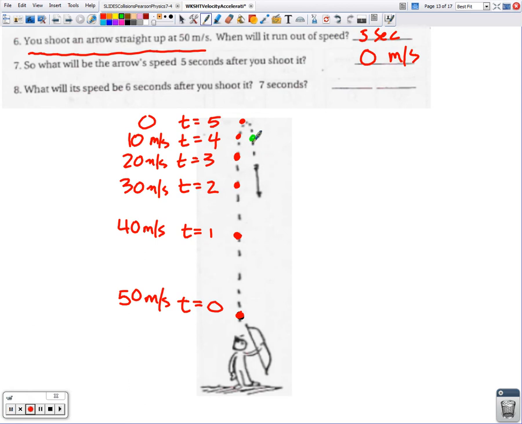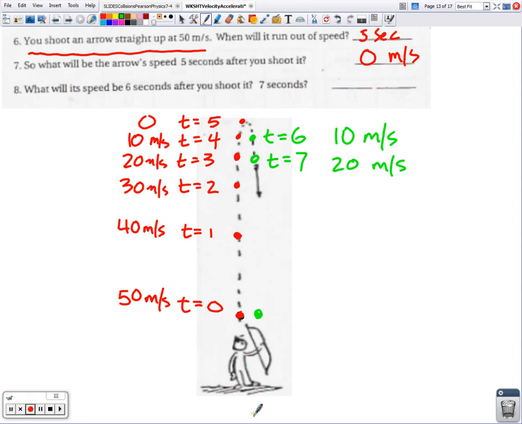So here, Amanda, what time are we going to be talking about here? So this is going to be t equals 6, and then the speed will be 10. And then after 7 seconds, the speed will be 20. Okay? How long will it take to get back to where we shot it from?